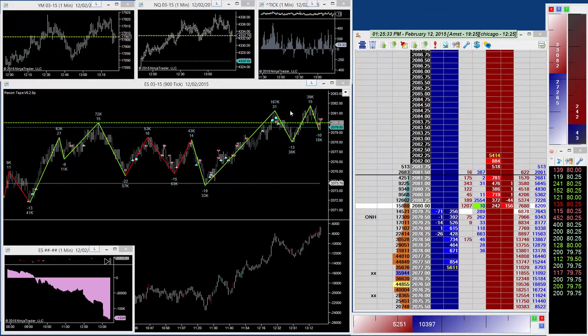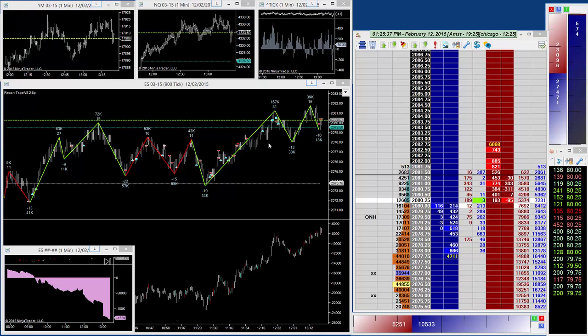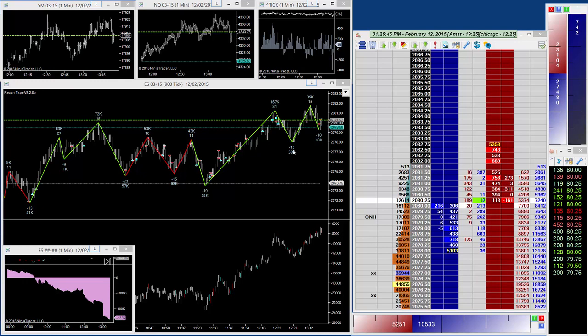Okay, so we see a little pullback, 18,000 contracts. Again, nothing to worry about. Still bullish. Still looking to the upside. Obviously, if we put in another 20,000 contracts downside and we push through here again, I wouldn't really expect a reversal as much as just going back into this range.